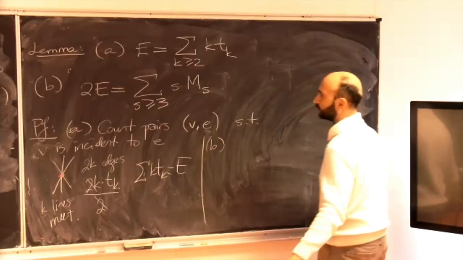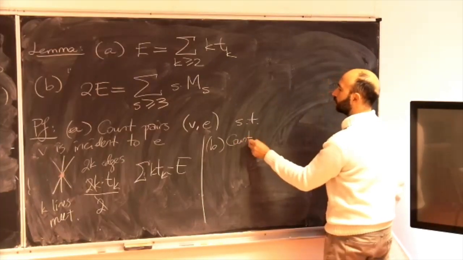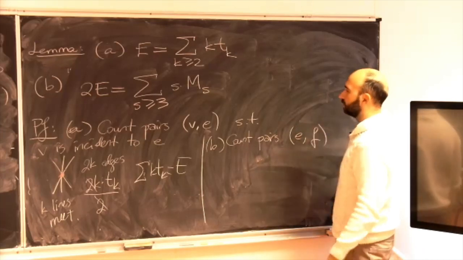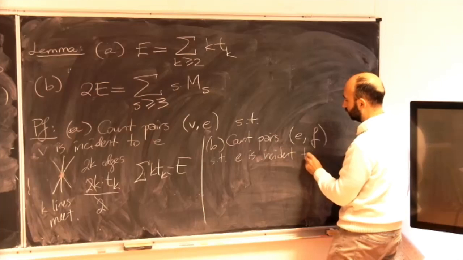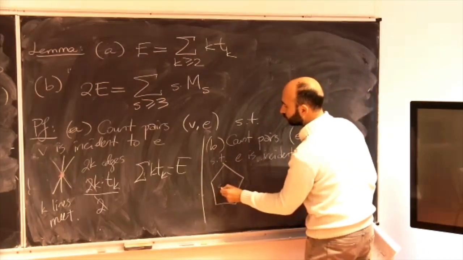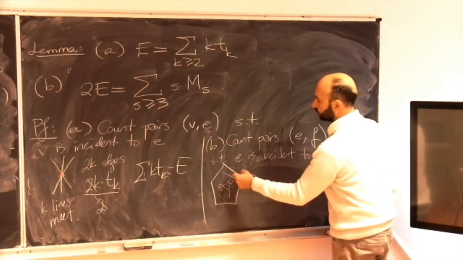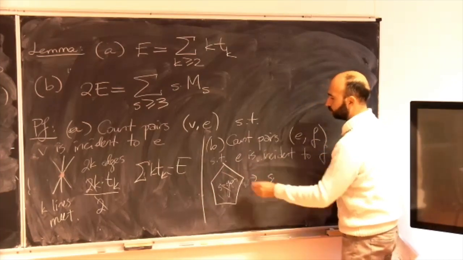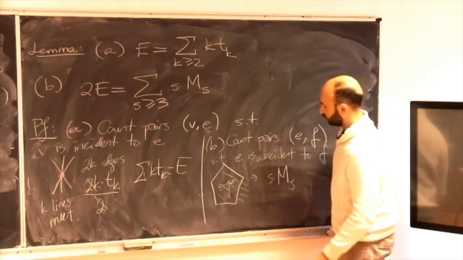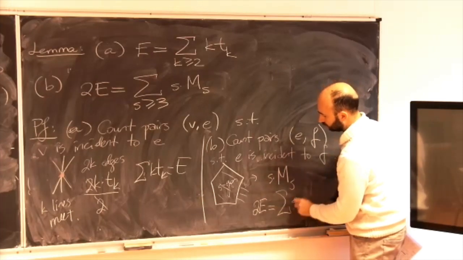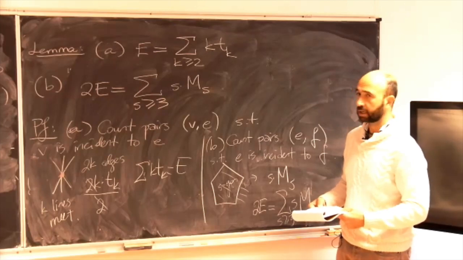I think I could squeeze the proof of part B right here. This time, count pairs EF, edge and face, where the edge is incident to the face. This time, take an s-gon. Well, this will contribute its s edges, and this will contribute s to the count. So from all such s-gons, you expect s times ms. But again, each edge is counted twice because it has two different sides. So twice the number of edges should be the sum of s times ms. Okay, that takes care of the lemma.